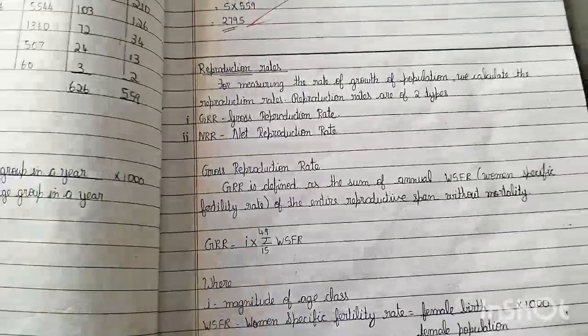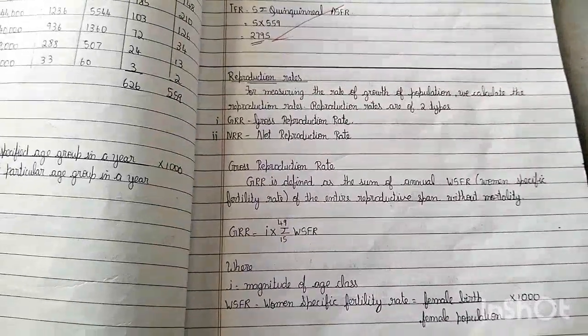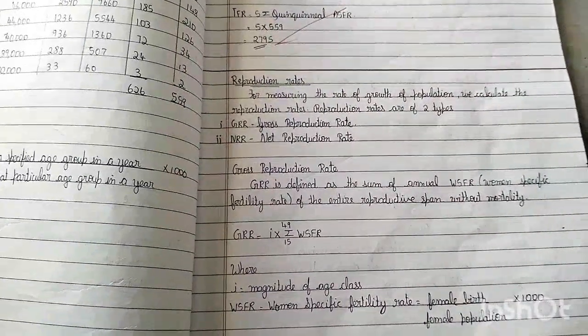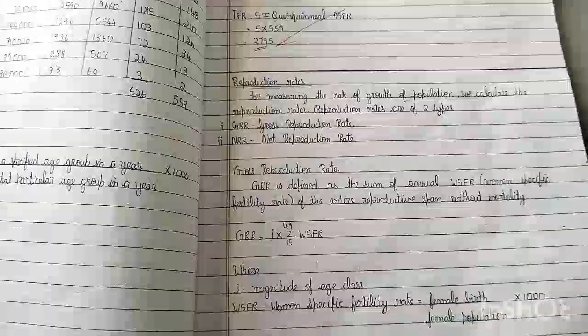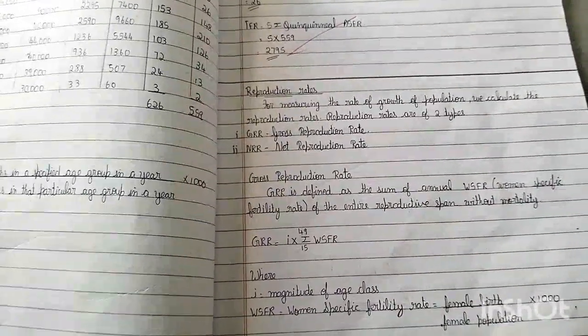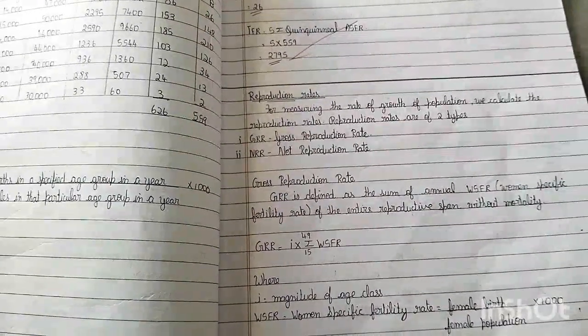Next is the reproduction rates. We have two types of reproduction rates, that is GRR and NRR. GRR is defined as the sum of total annual WSFR. So GRR is equal to I into summation WSFR, but the difference between GRR and NRR is that in NRR they consider the survival rate.